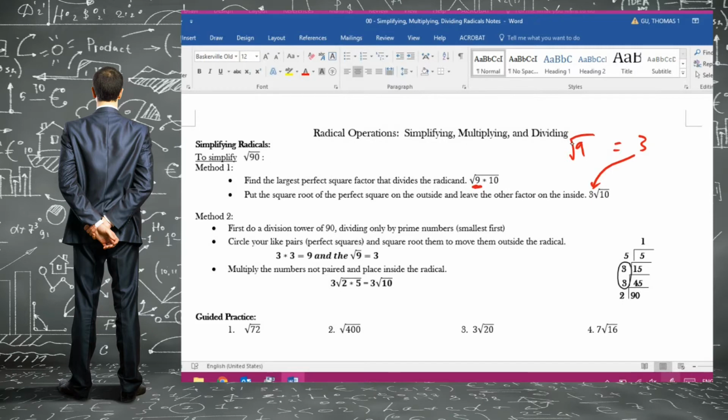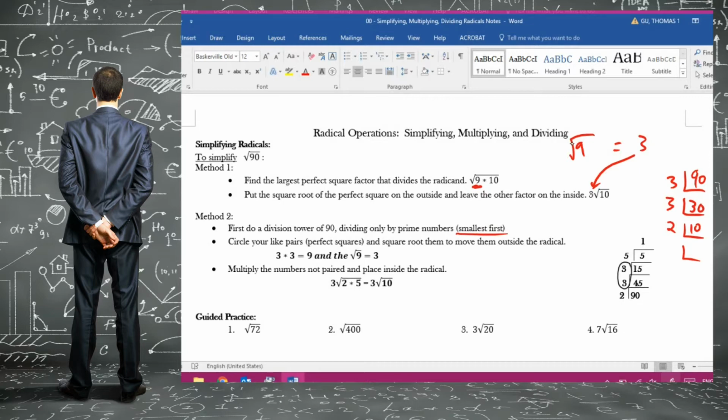That's method 1. And method 2, first we're going to do a division tower. So watch this. I like to do it upside down. So here's my 90, my upside down division. Now I'm going to divide only by prime numbers, the smallest ones first. So what's the smallest prime number that goes into 90? That's 3. And then what's 90 divided by 3? I have 30 left. What's another prime number that goes into 30? 3. And then that leaves me with 10. Now what's another prime number that goes into 10? 2. And I know it says to do it in the smallest first, but I'm just doing random numbers.